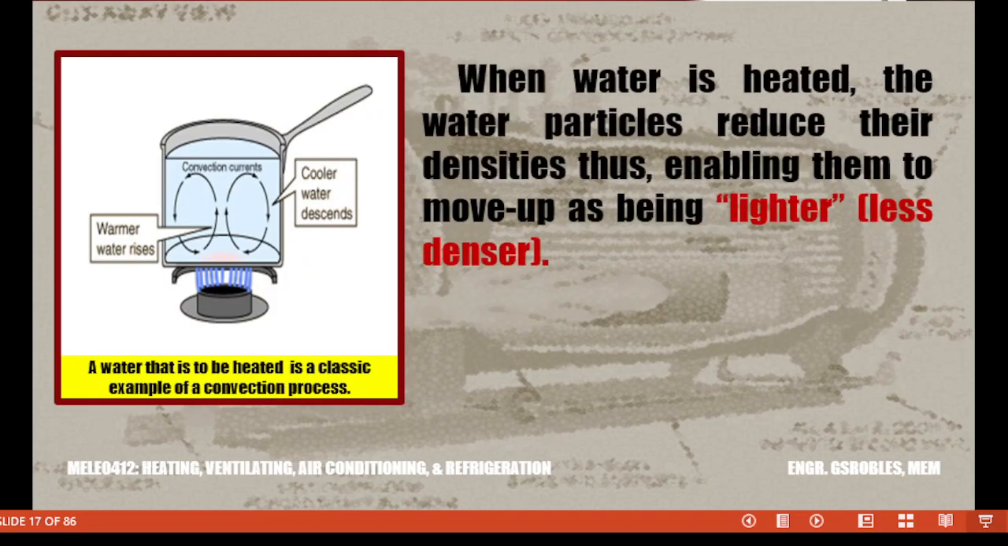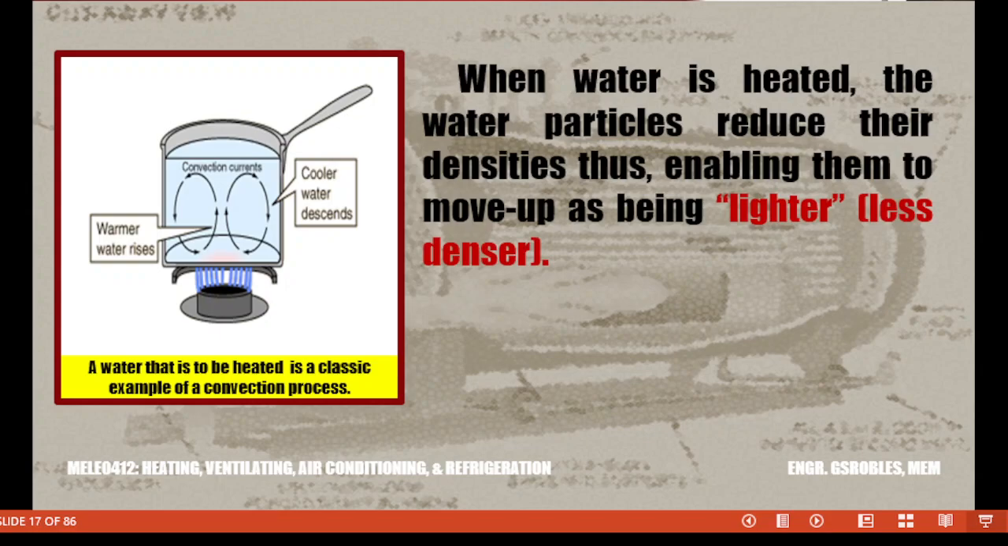So ito nga, no, classic example, nag-init tayo ng tubig sa isang casserole. Water being heated inside the casserole is a classic example showing the convection current. So when water is heated, the water particles are agitated. So nagkakagulo sila and reduce their density. So habang nababawasan yung density, gumagaan sila. So this enables them to move upwards.